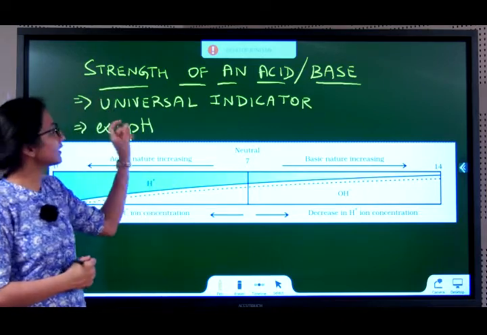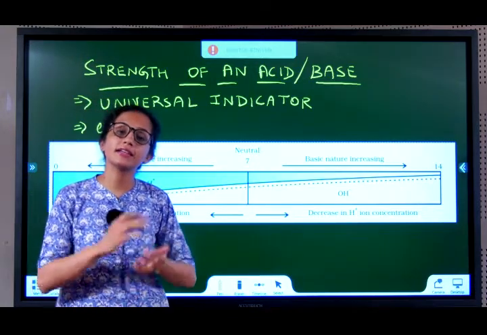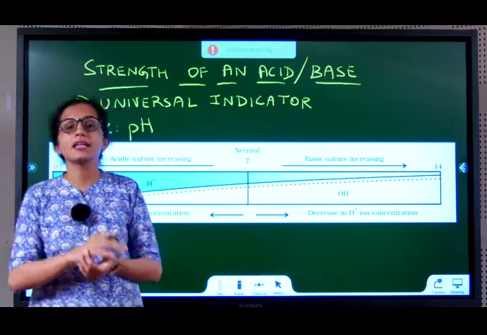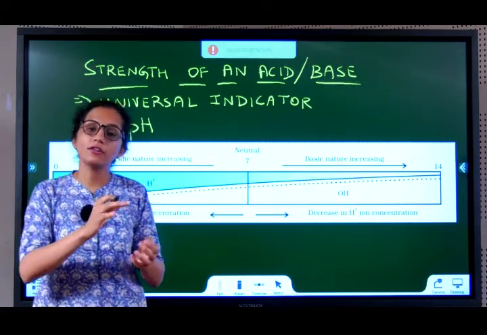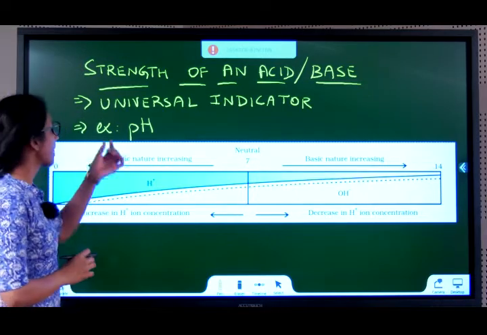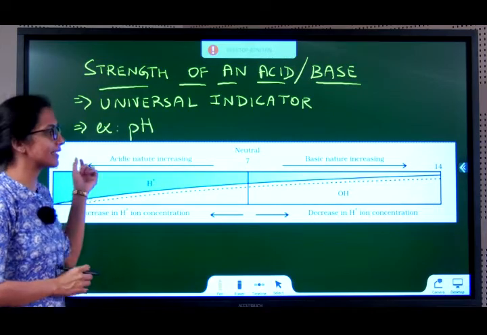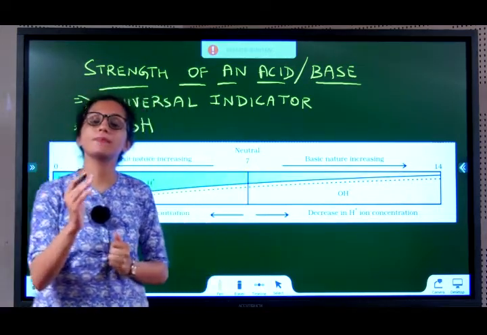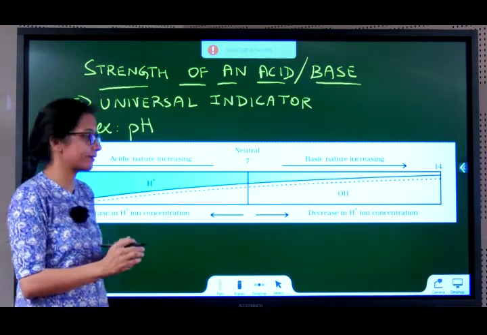We have something called a universal indicator. Universal indicator is a mixture of many indicators such that it shows different range of colors when an acid or a base is applied on it. A good example of a universal indicator is pH. pH gives you a value between 0 and 14 and tells you whether it is a base or an acid and how strong is the base or acid.